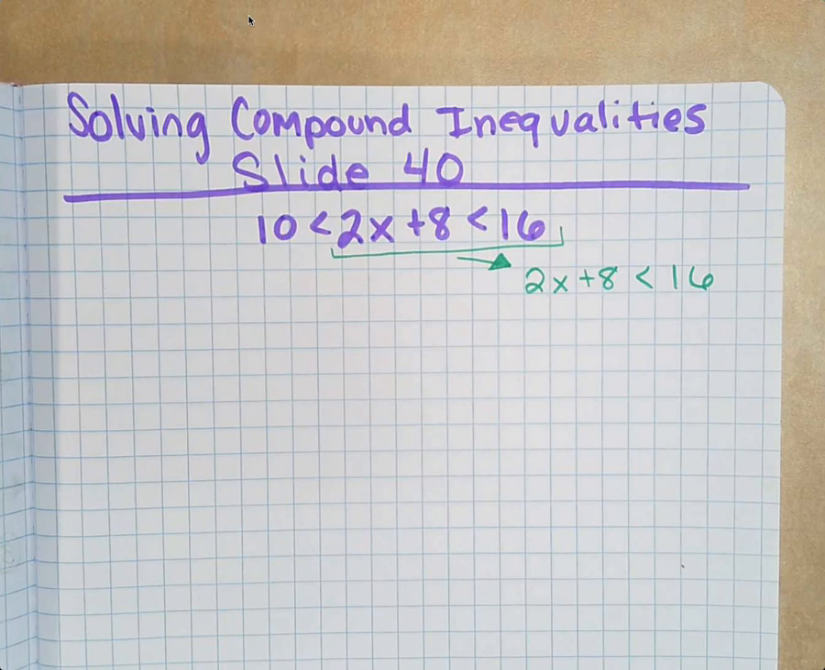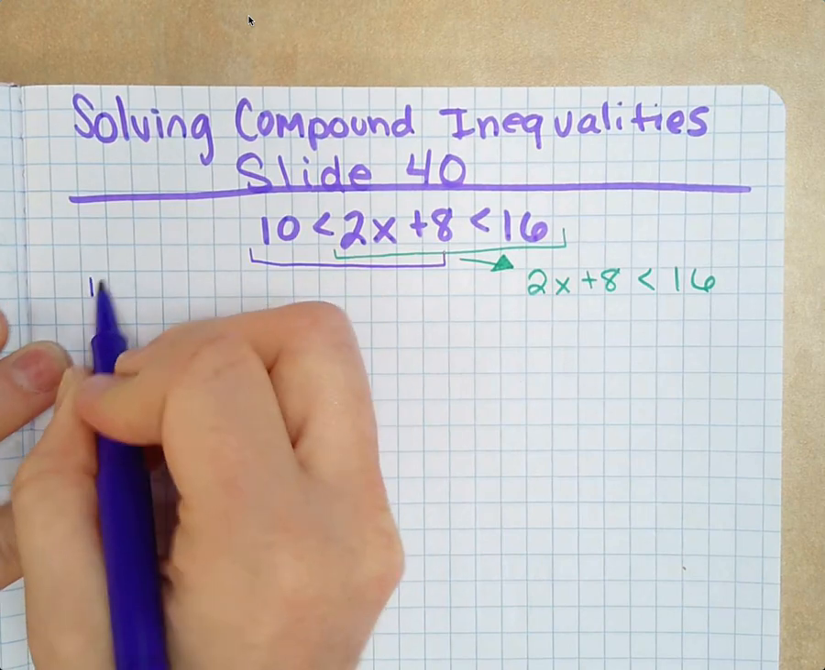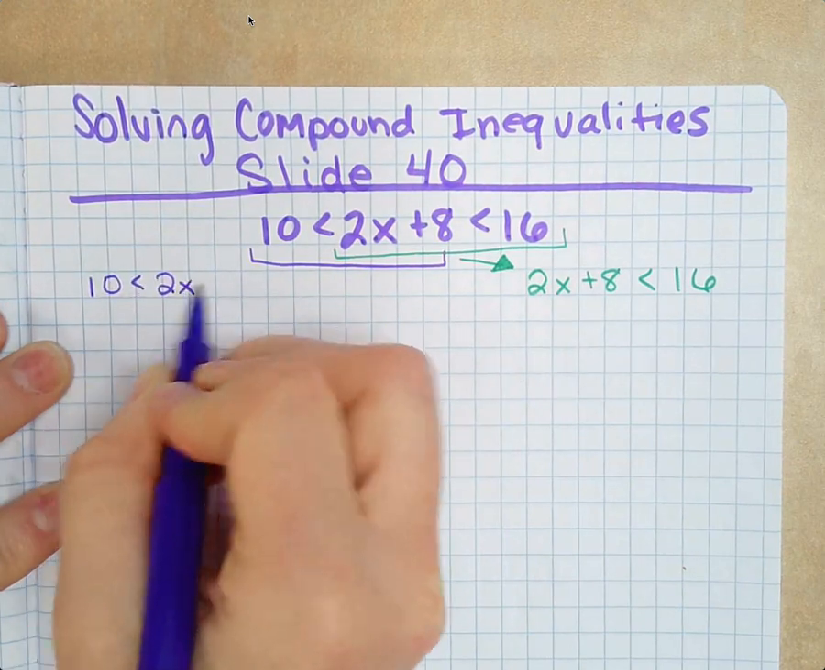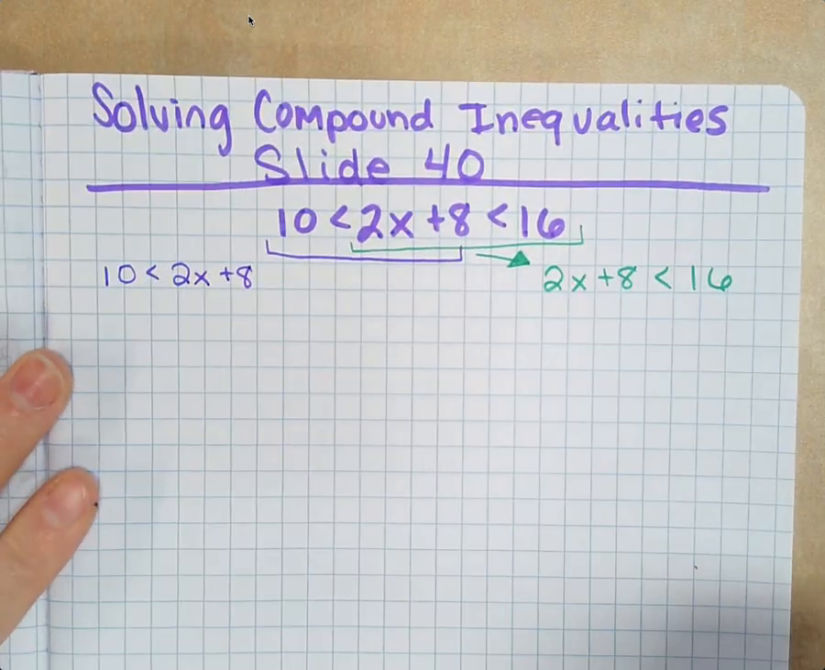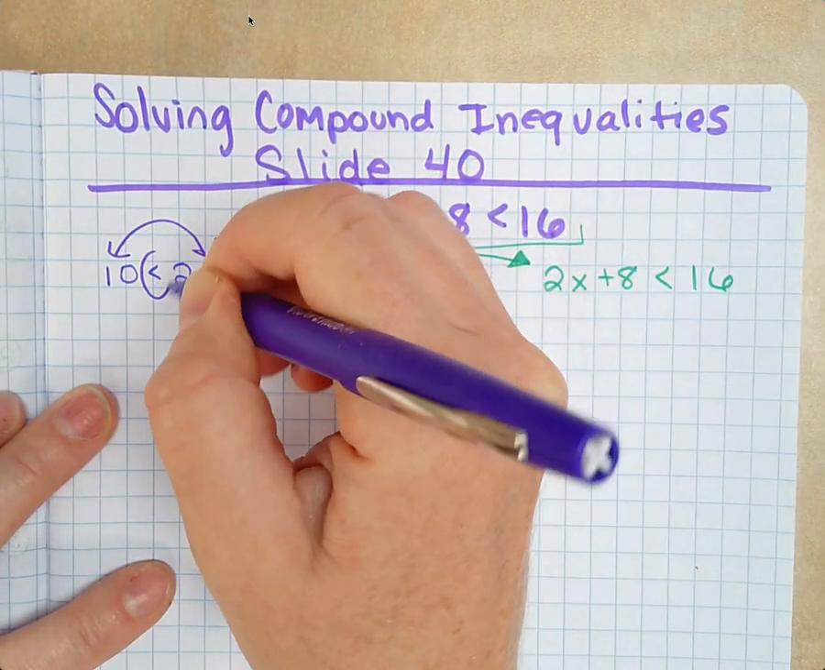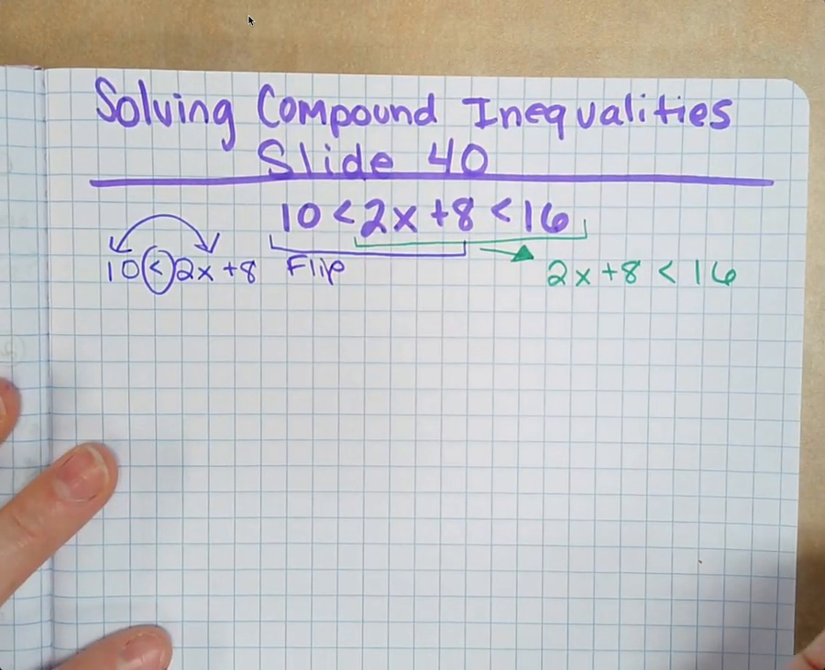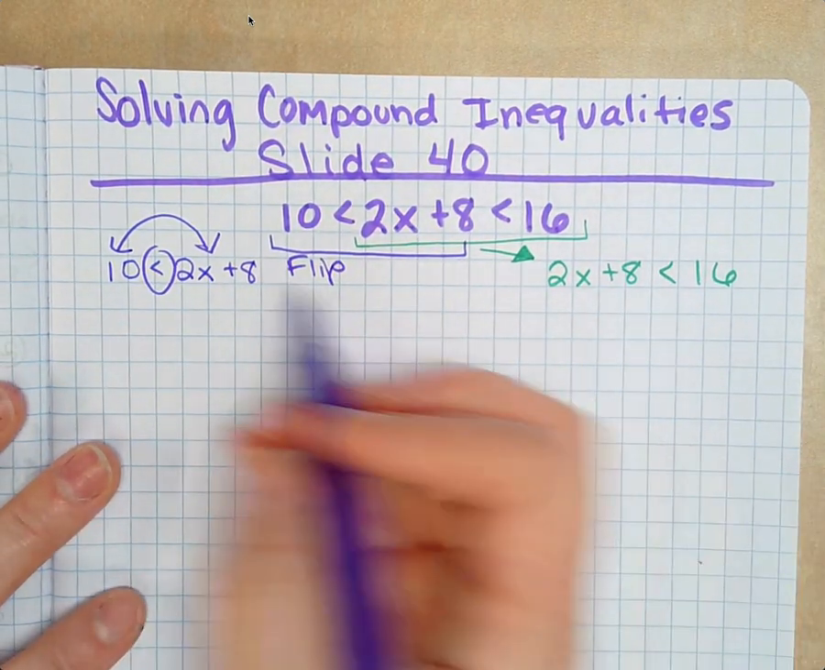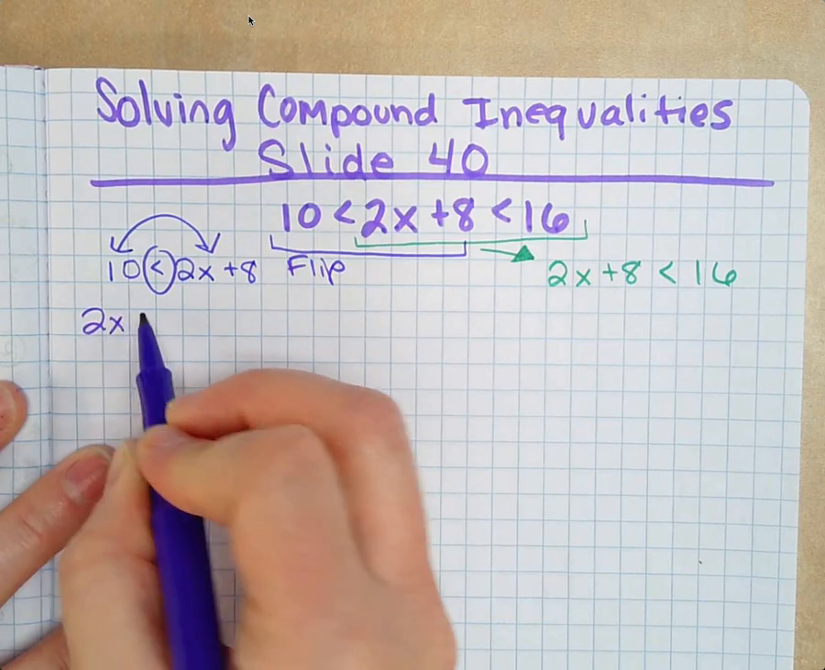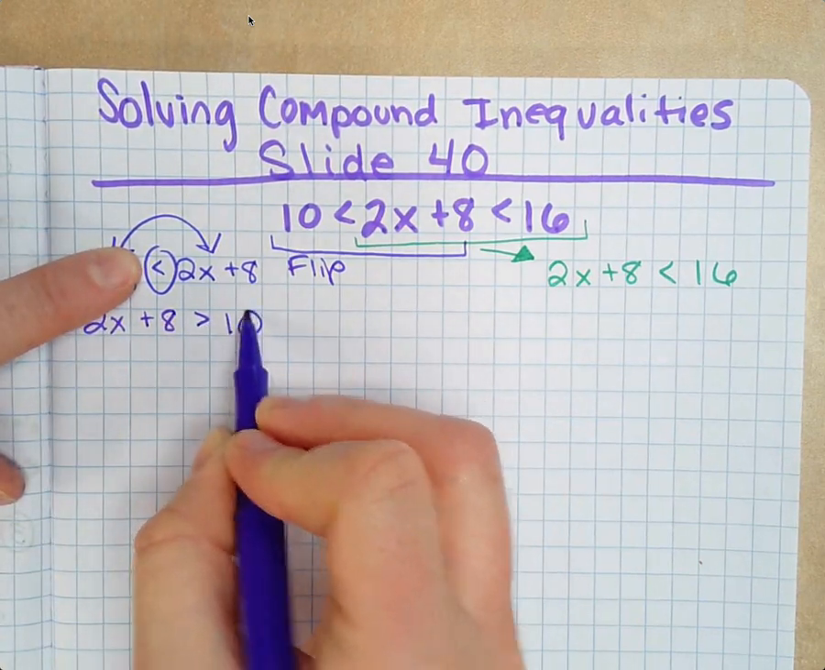Do it. Yes, for the next one, which is this, it'd be 10 is less than 2x plus 8. But we need to flip it, and flip the symbol. So it'd be 2x plus 8. Instead of being less than, now it's greater than 10.